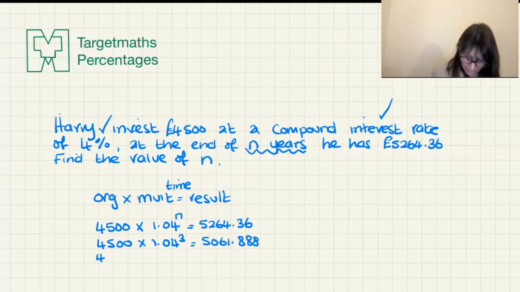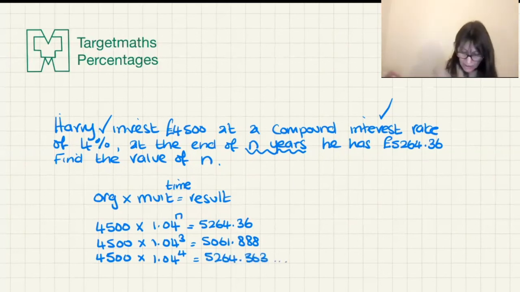So now I'm going to improve on my guess and say I think it might be 4. So I'm going to be putting in the exact same thing, just with power 4 instead. And happy days. That gives me 5264.36, on and on it goes. So n must be 4 years.